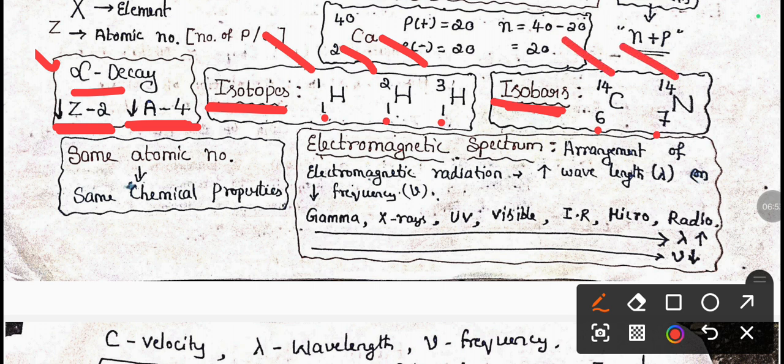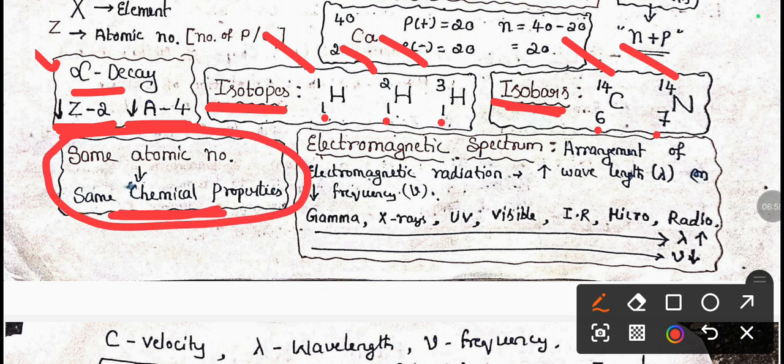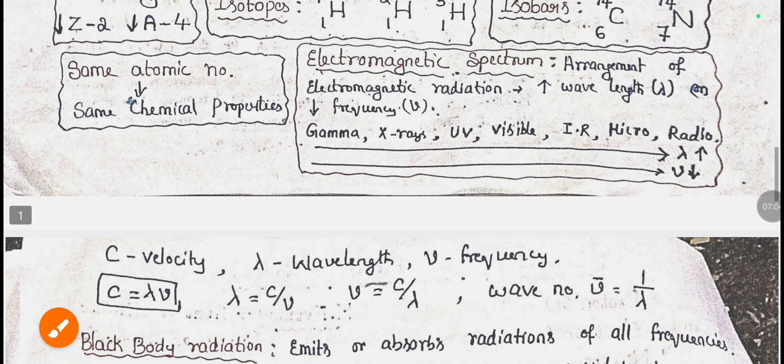They are the isobars. And remember, the same atomic number is responsible for the same chemical properties. Same atomic number is responsible for similar chemical properties.